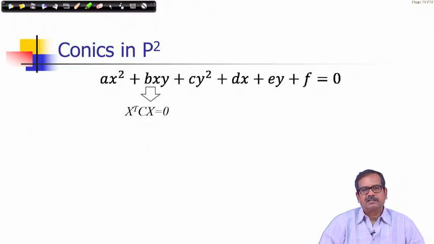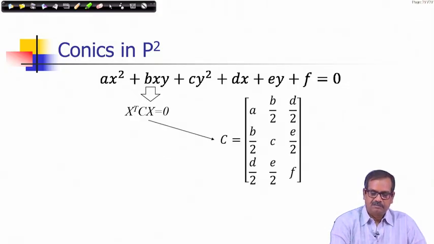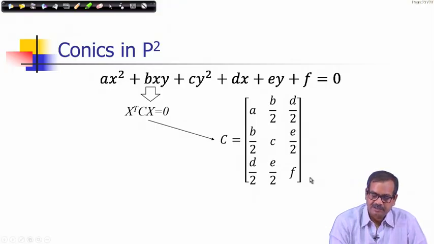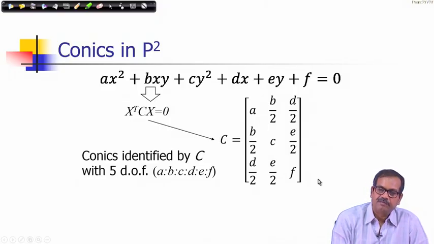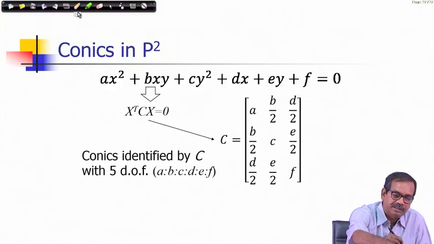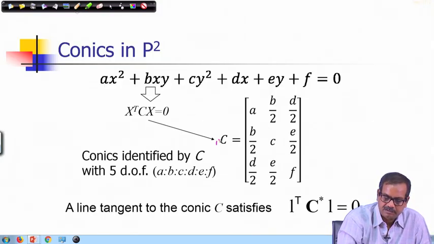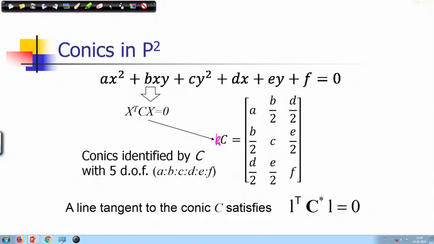quadratic structure x transpose C x equals 0, where C is given by these parameters. It is a 3 cross 3 symmetric matrix, and as you can see there are 5 independent parameters, because C is also an element of the projective space. So, if I multiply C with a scale k, still it will remain the same conic.